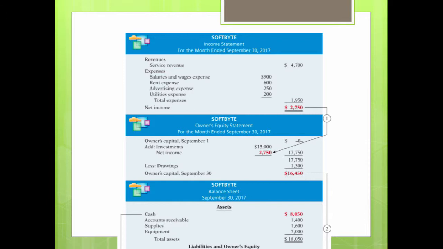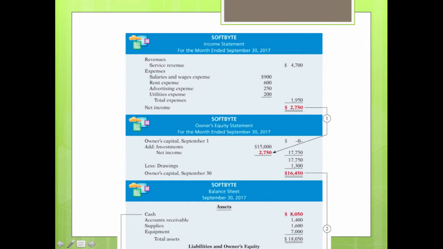Then you subtract any drawings. Remember that an owner can draw money to pay himself or herself for the month, to pay personal bills. And so these will be drawings that were made by the business owner to determine the owner's capital at the end of the month. So you would report them here. And so at the end of the month, you will see that the owner's capital is now $16,450 versus at the beginning of the month, which was 0.